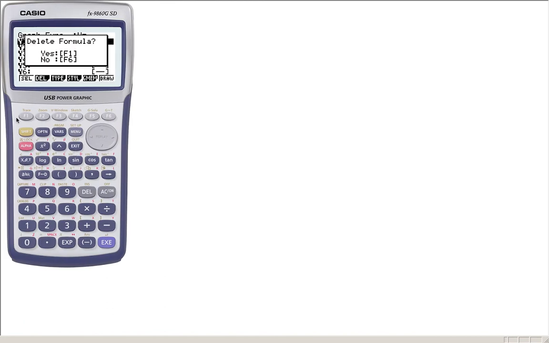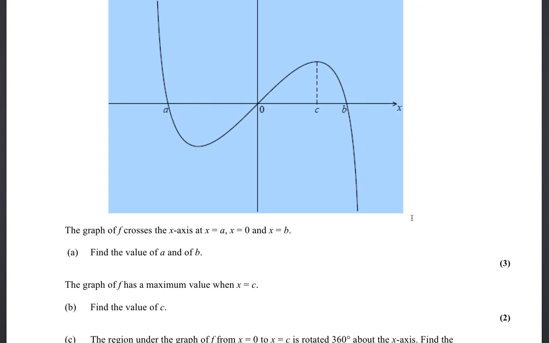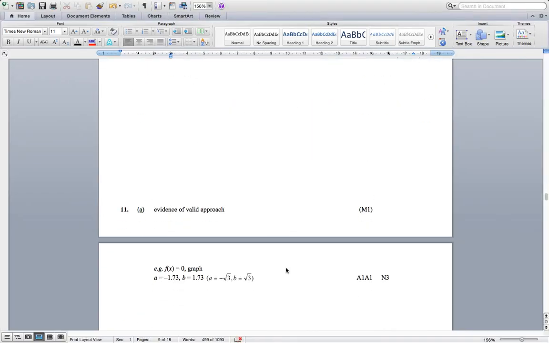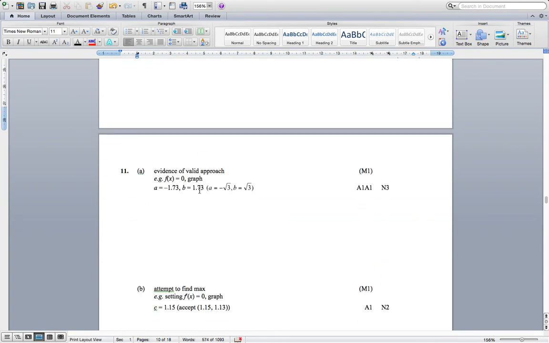Let me delete this. X times ln of 4 minus x squared, close the bracket. Okay, so a is the x coordinate of this point and b is the x coordinate of this point. So G solve root. So minus 1.73 and then plus 1.73. So the answers are minus 1.73. Let me check. Yeah, it's minus 1.73 and plus 1.73.